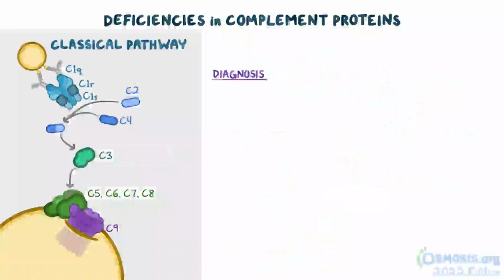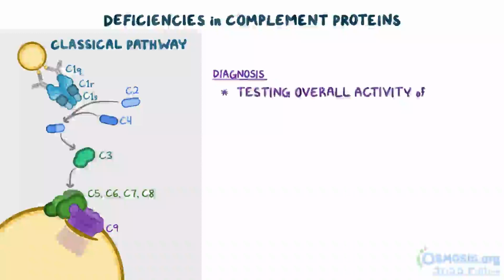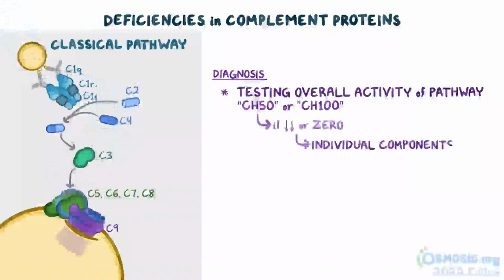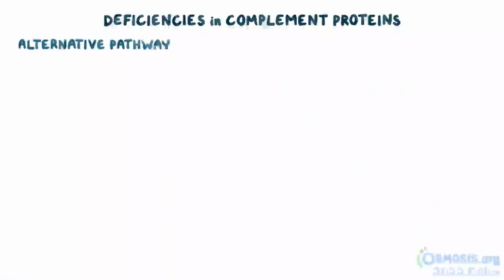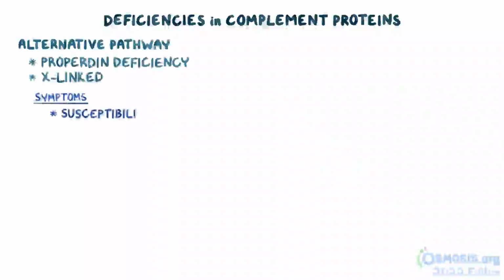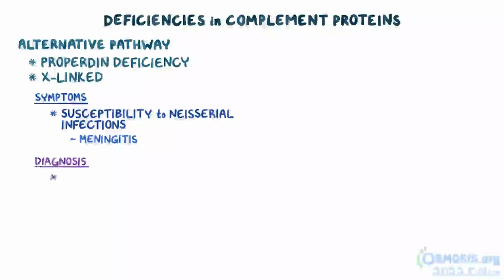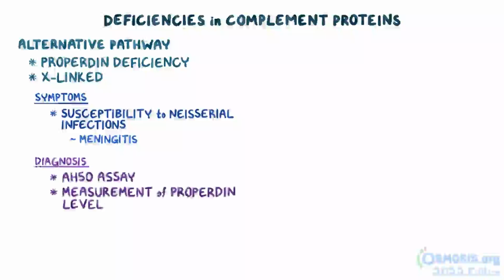Diagnosis of complement deficiencies of a component of the classical pathway starts by testing overall activity of the classical complement pathway, denoted by CH50 or CH100. If this is significantly reduced, or 0, then the levels of individual complement components are measured. Then, there are also deficiencies in the alternative pathway, the most common of which is properdin deficiency. This is X-linked and presents with a susceptibility to neisserial infections, especially meningitis. The alternative pathway AH50 assay is used as a screen, followed by measurement of properdin levels.